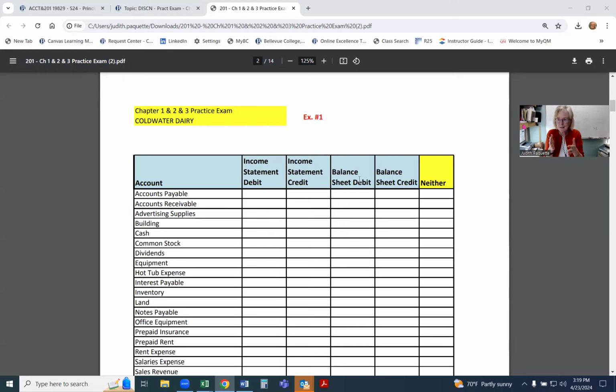So it's a liability account. What is the normal balance for liability accounts, debit or credit? It's a credit, and I can see Callahan already put C in there for credit. So that's how you'd answer the sheet. So you tick this off. Accounts receivable. Which statement is it on? And is the normal balance debit or credit?